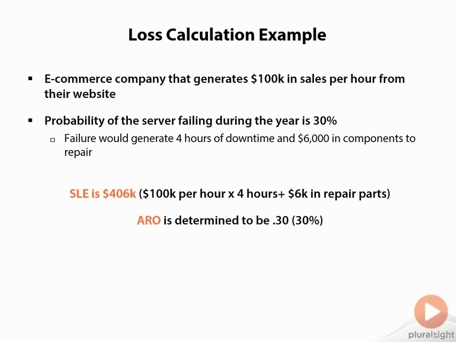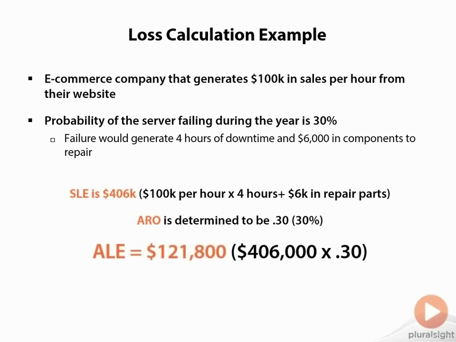So that's our ARO. Okay, so if we then calculate the ALE, or the annual loss expectancy, it is going to be $121,800. That's how much we can expect to lose each year, or this year. We can expect to lose $121,800 because we have our $406,000, which is the single loss expectancy, times the actual annualized rate of occurrence. So what's the likelihood of that happening?